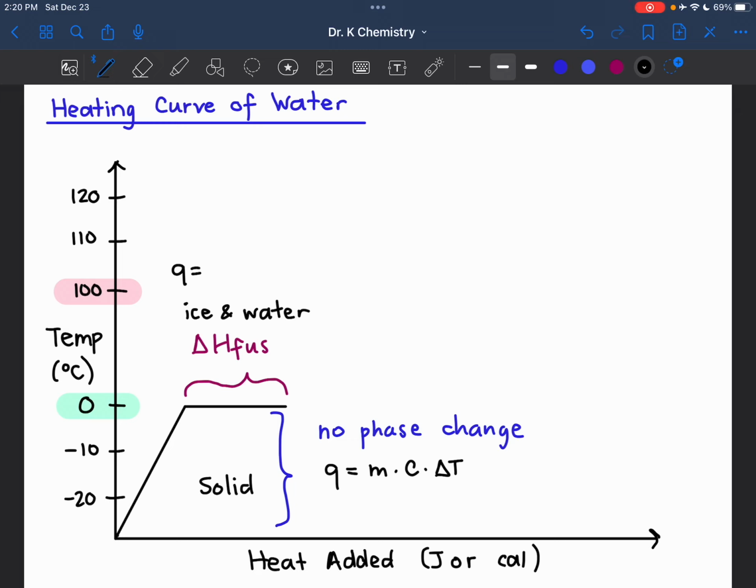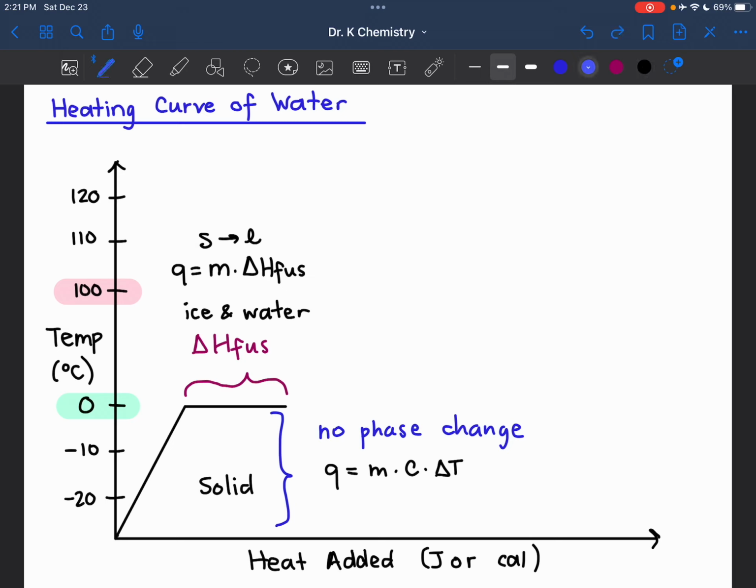The equation we're going to use is the one that uses the heat of fusion. So to calculate heat here, we're going to use the mass of the ice, or the whole sample, times the heat of fusion. And that is because here we do have a phase change. We are going from a solid to a liquid.